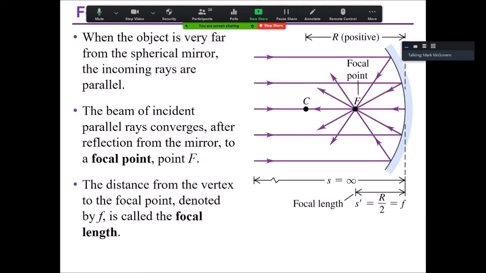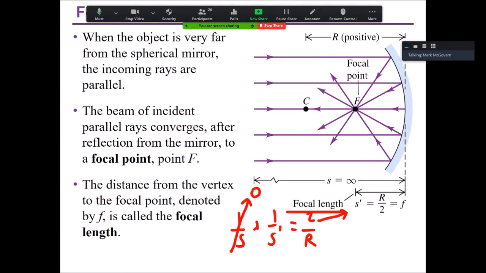All right. Now, if we do consider an object that is extremely far away, let me write the equation down again down here. 1 over s, plus 1 over s prime, equals 2 over r. Now, if we consider a source of light that is so far away that we can consider this term here to be 0, then this relationship turns into this thing right here, where our image distance becomes r over 2.